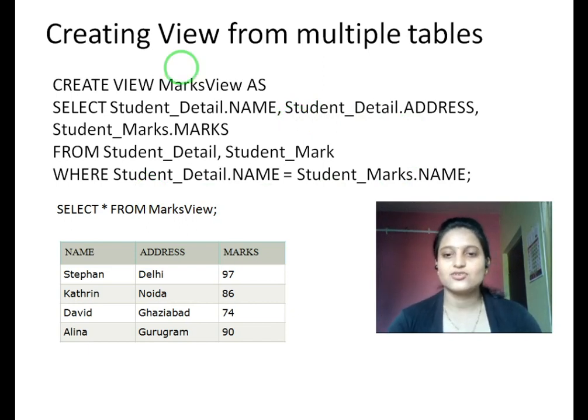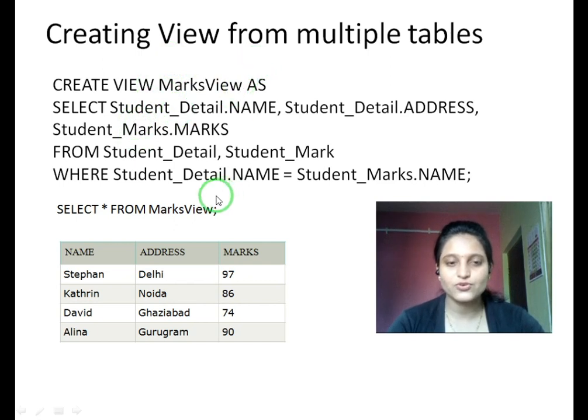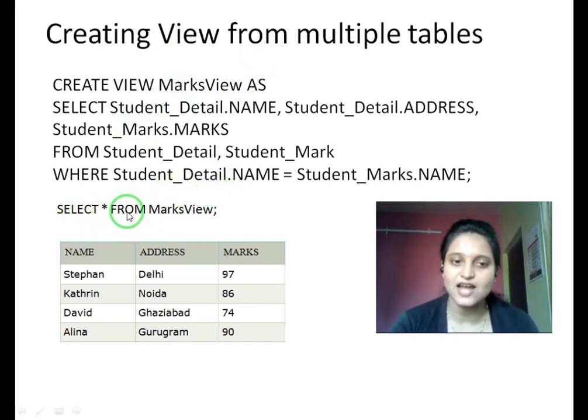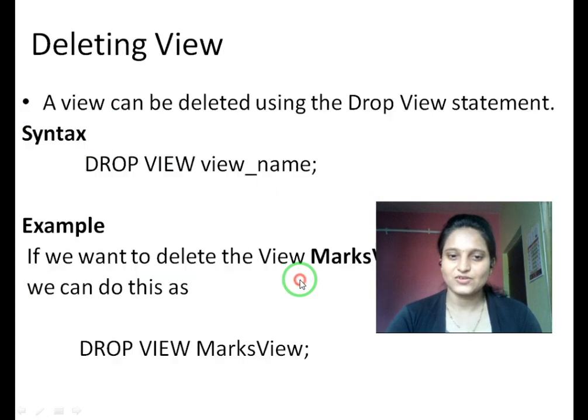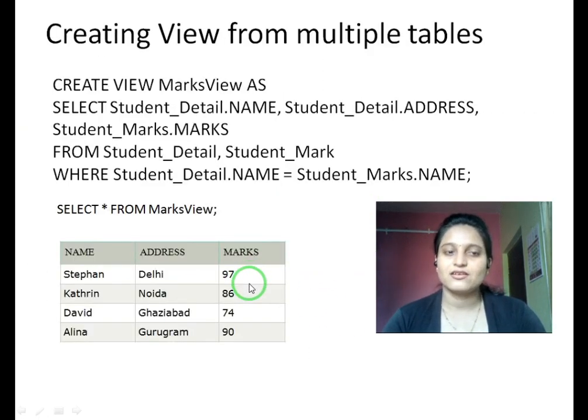Done. And to see the records in marks_view, I write a query SELECT * FROM marks_view, and this is the result: name, address and marks, these three attributes, and these are the values I retrieved from this nested query. Okay, in this way a view is created from multiple tables.